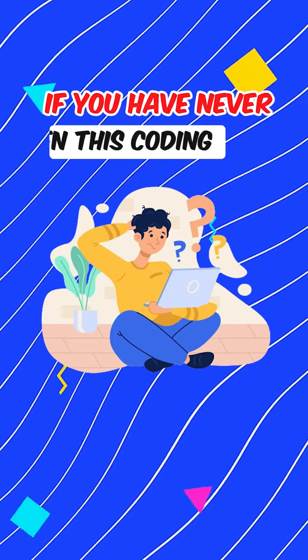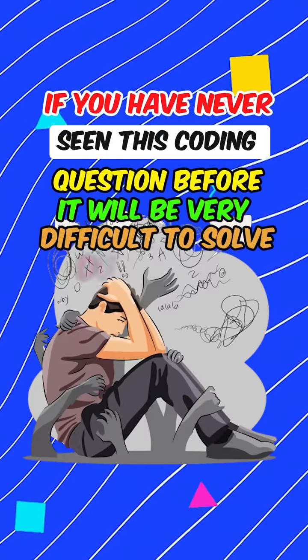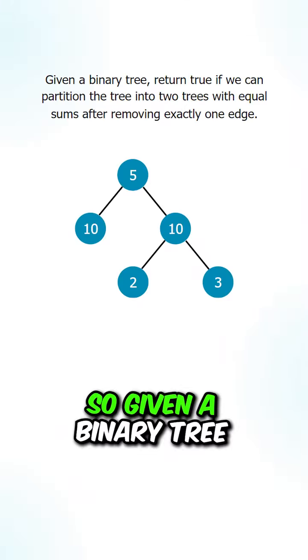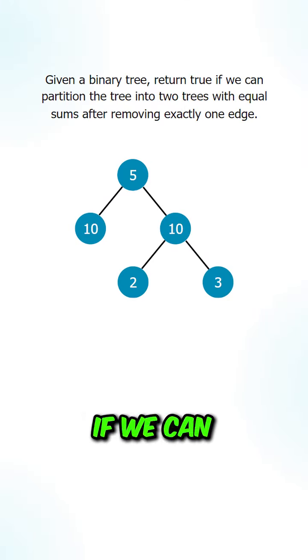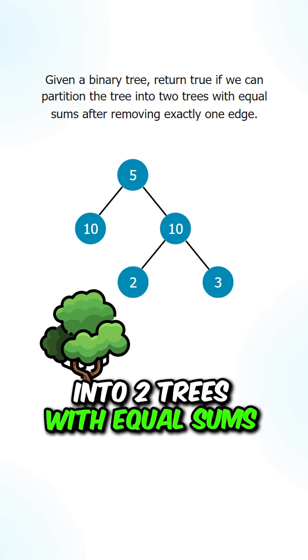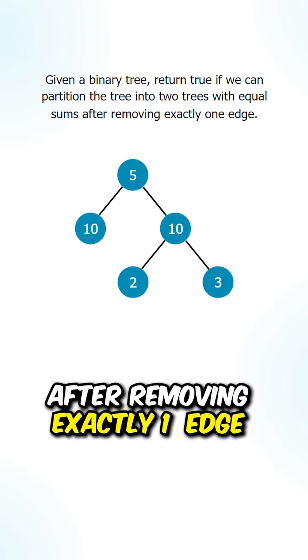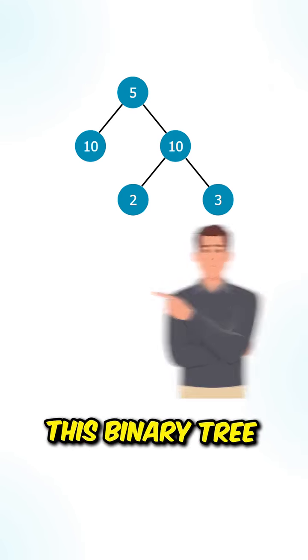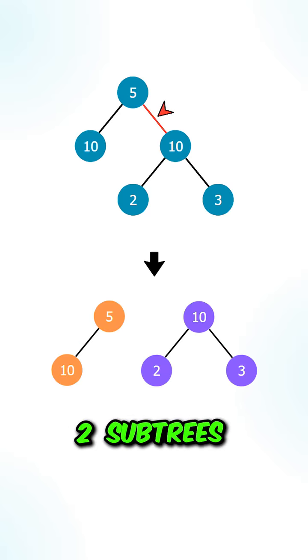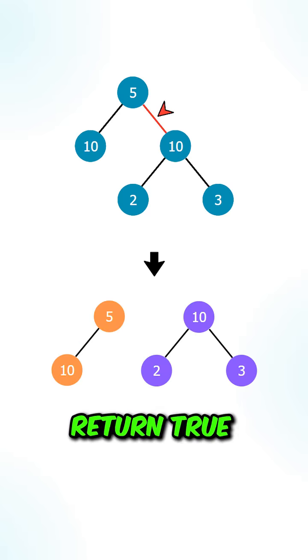If you have never seen this coding question before, it will be very difficult to solve during the technical interview. So given a binary tree, return true if we can partition the tree into two trees with equal sums after removing exactly one edge. Let's say we're given this binary tree, we can remove this edge to generate two subtrees with equal sums, so we can return true.